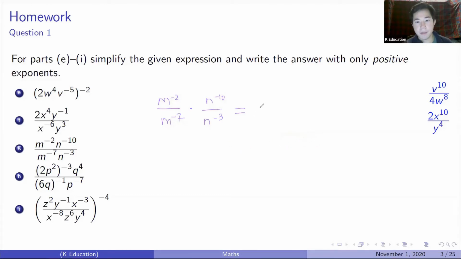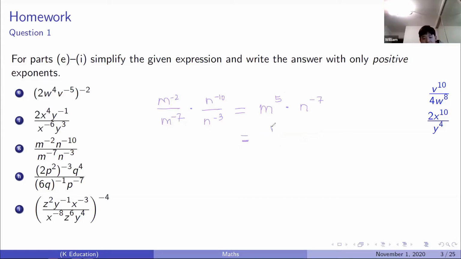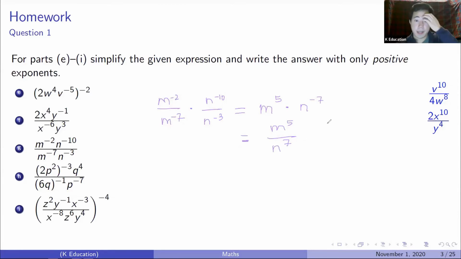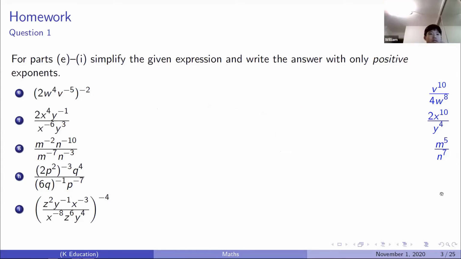M to the power 5 times n to the power of minus 7. Yeah. Okay, and writing it just as positive powers, what do you get? M to the power of 5 over n to the power of 7. Yeah. Okay. Right. Exactly.